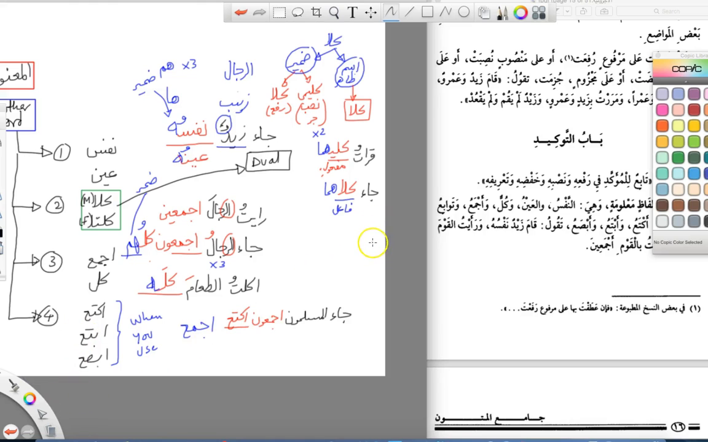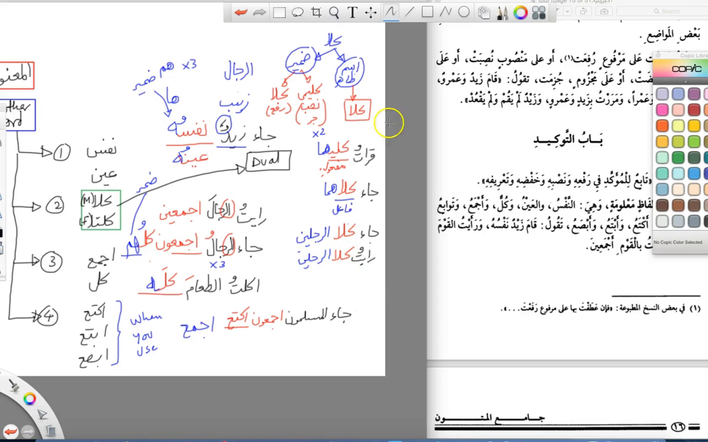Right, so for example, if I say Ja'a kila ar-rajulain. Ja'a kila ar-rajulain. And now it behaves like mudaf ilayh. So kila is the mudaf and rajulain is the mudaf ilayh. Or if I said ra'aytu, I saw kila ar-rajulain. Again, same thing, it doesn't change.